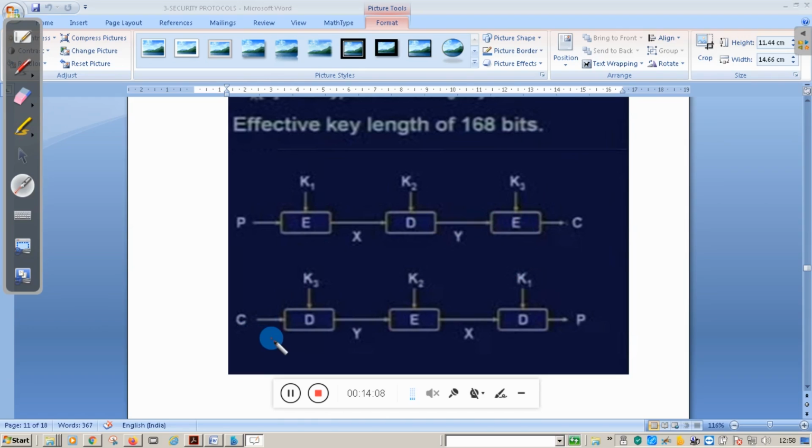For example, here you can see the output of the second stage is encrypted with key 3. So in the decryption process, first you have to decrypt with key 3, then you have to encrypt with key 2, then you have to decrypt with key 1. That means you have to exactly follow the reverse process here.